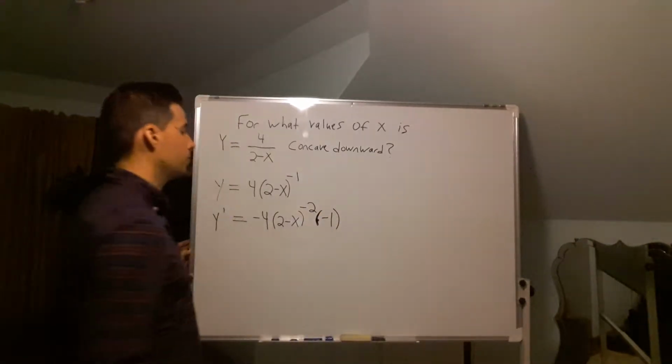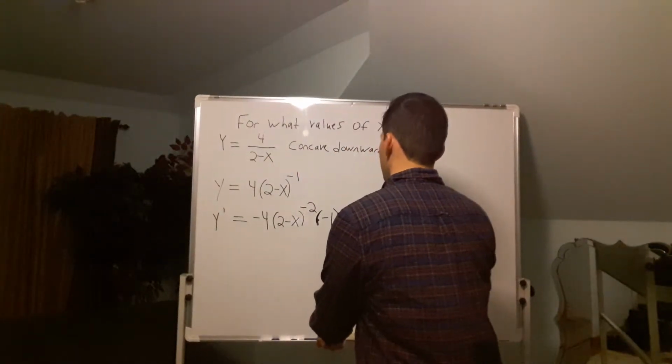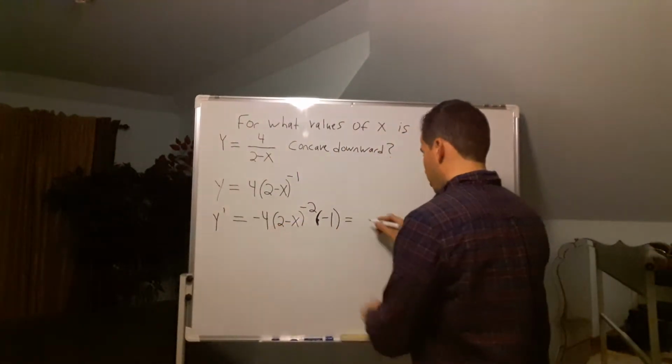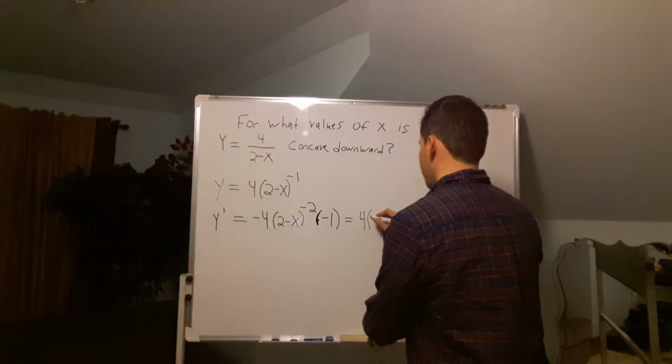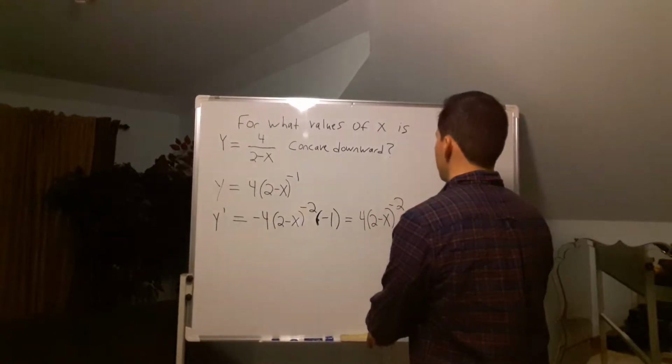Times negative 1. Okay, and let's just simplify that. So the negative 1 times the negative 4 will give us 4 times 2 minus x to the negative 2 power.